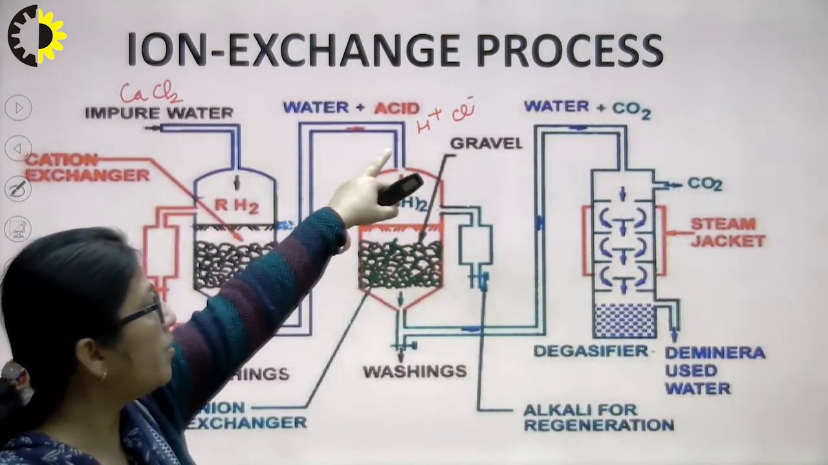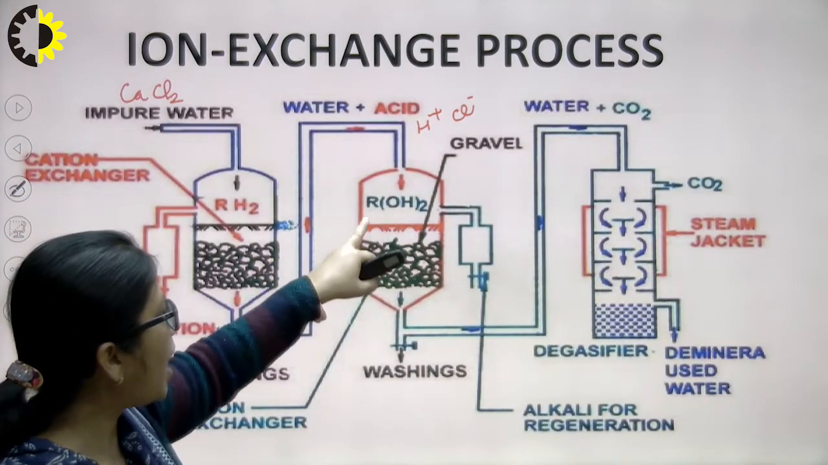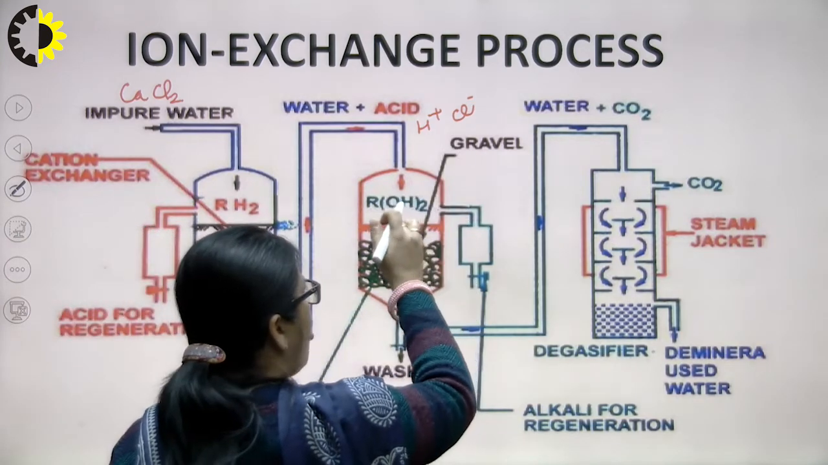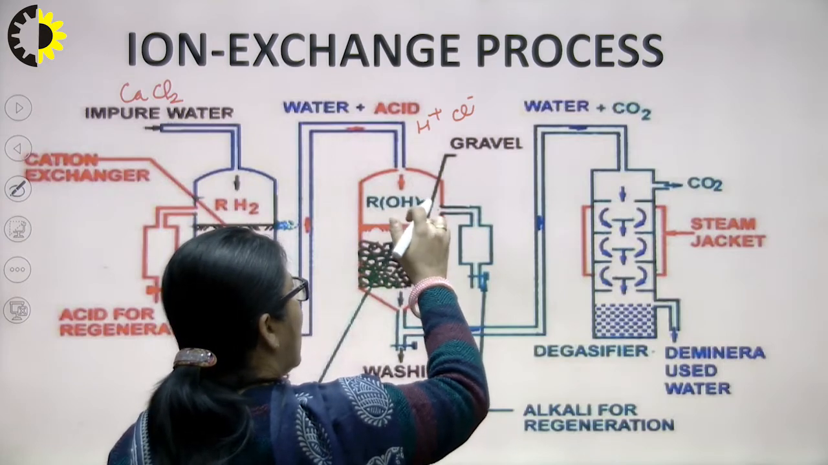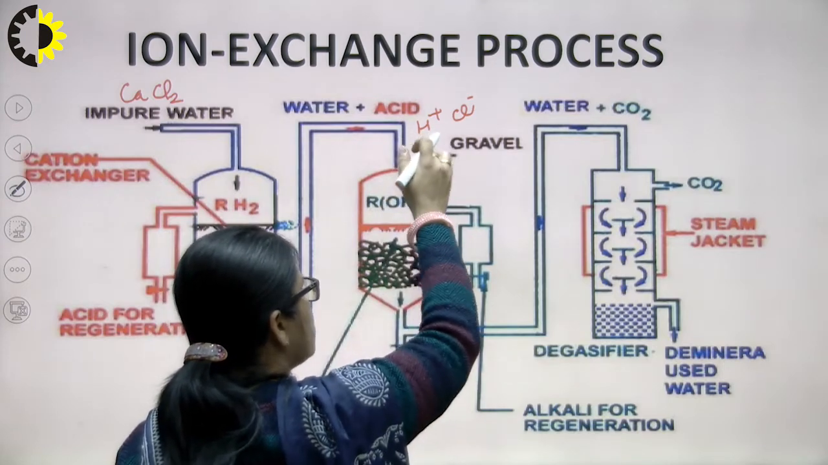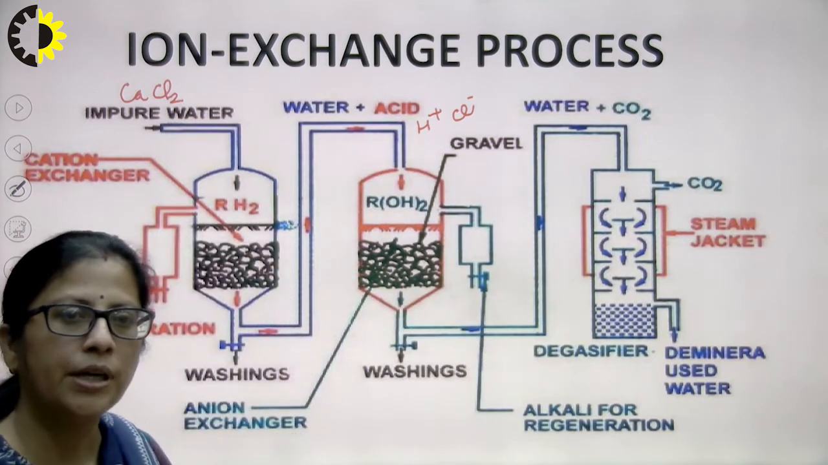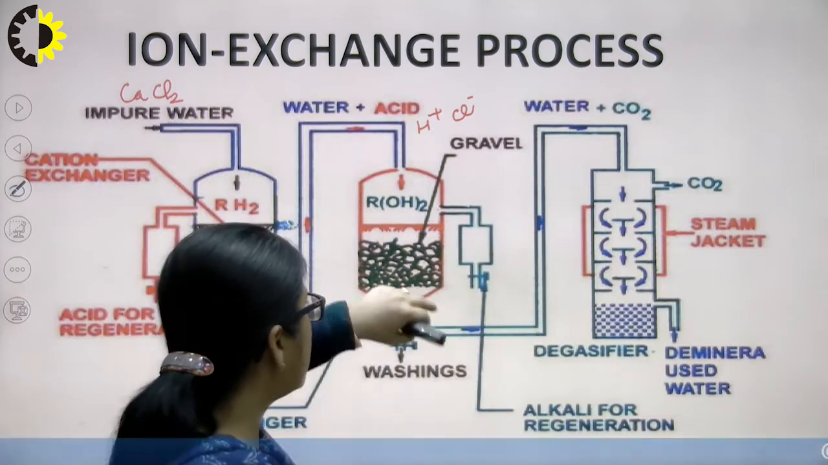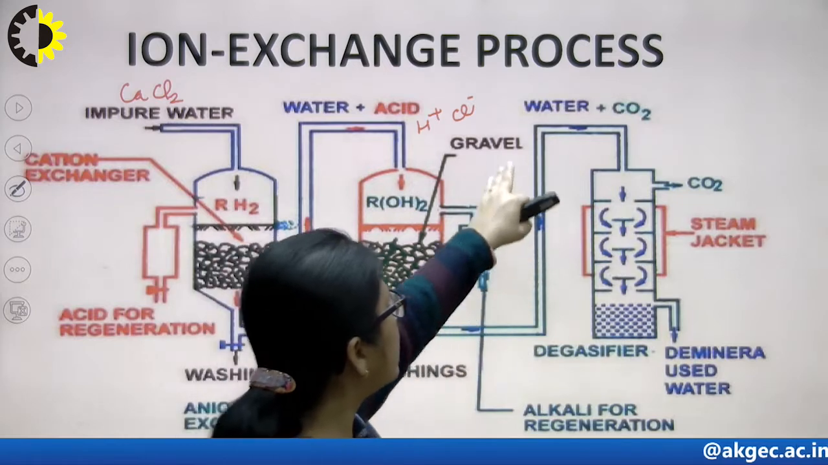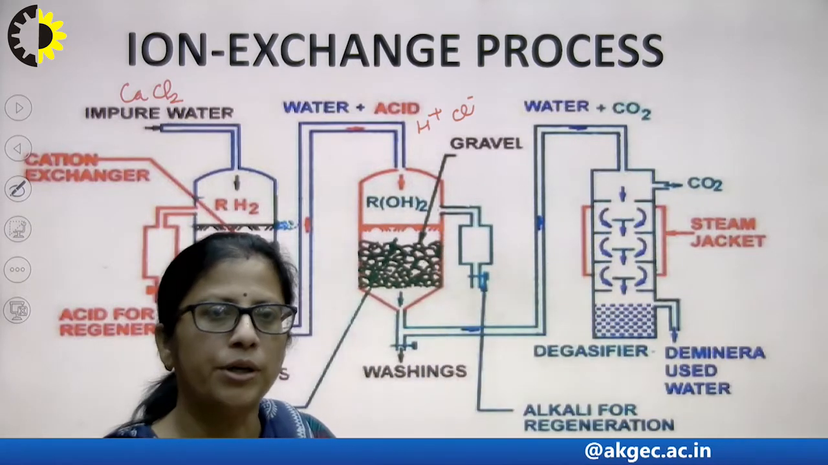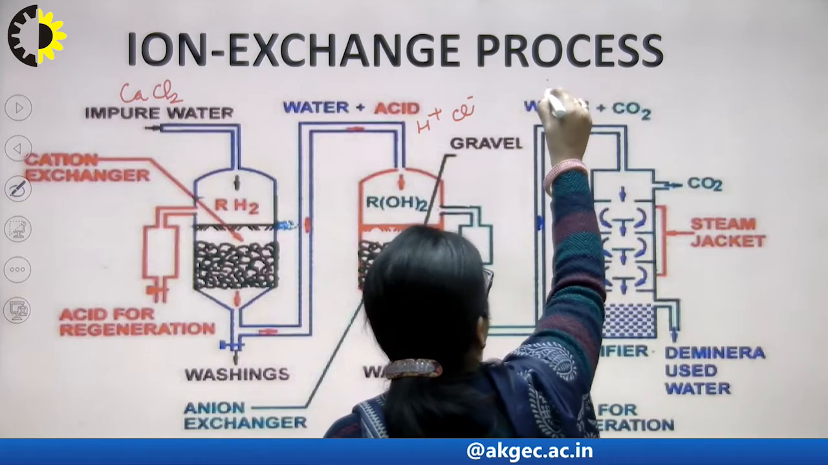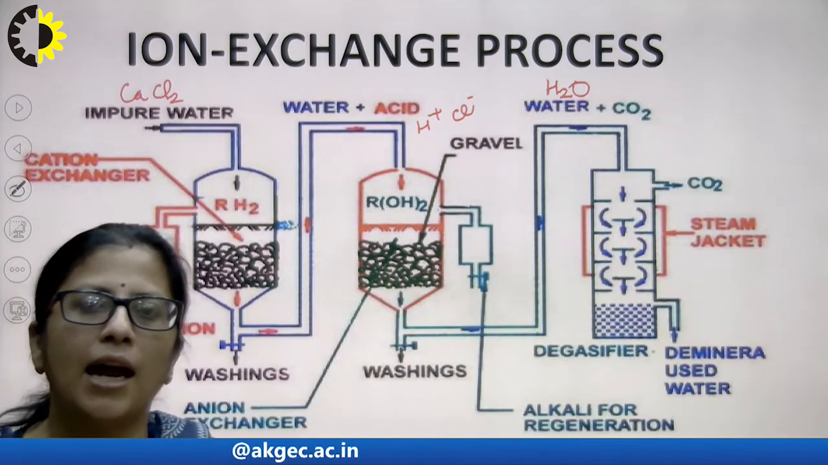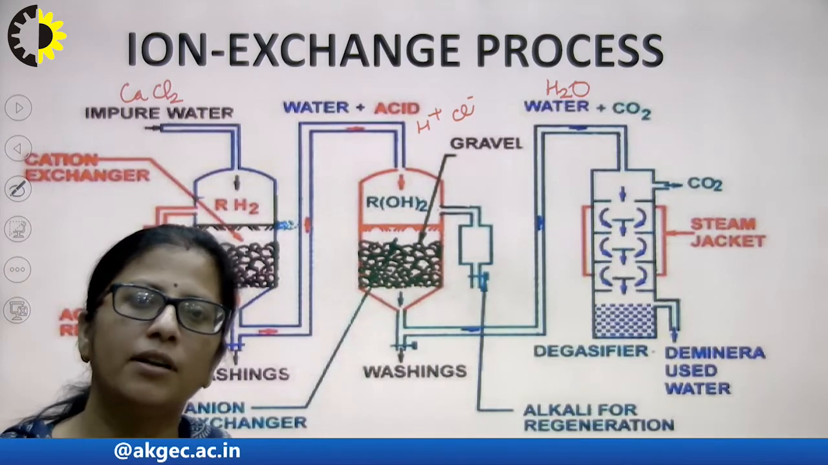Now here, when the water containing H plus and Cl minus passes through this anion exchanger, this Cl takes the place of OH minus, and OH minus combines with H plus to form pure water, and this pure water moves out from the anion exchanger. Since there are certain dissolved gases also, they also move along with the pure water. So, this water is soft water containing only H plus and OH minus ions and different gases.